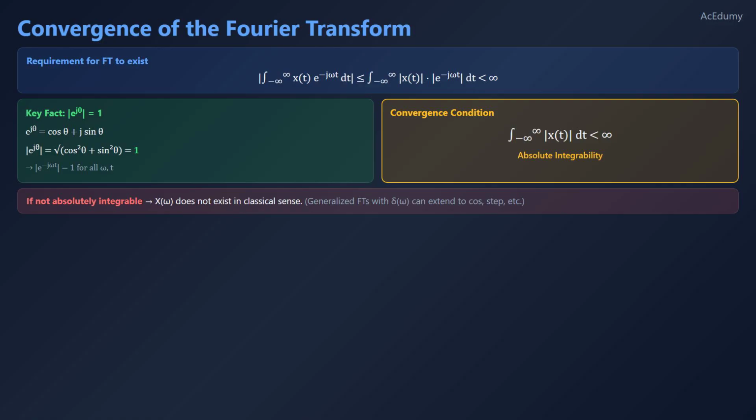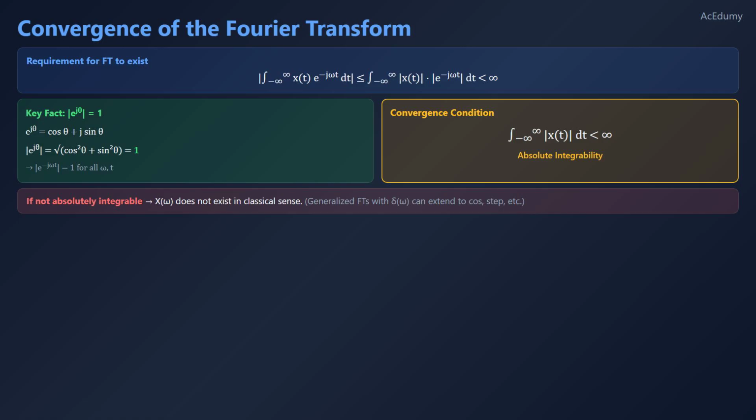Now here's a key fact. The magnitude of a complex exponential is always 1. Since e to the j theta equals cosine theta plus j sine theta, its magnitude is the square root of cosine squared theta plus sine squared theta, which equals 1. Therefore, the absolute value of e to the minus j omega t equals 1, and our condition simplifies to the integral from negative infinity to infinity of the absolute value of x of t dt must be finite.